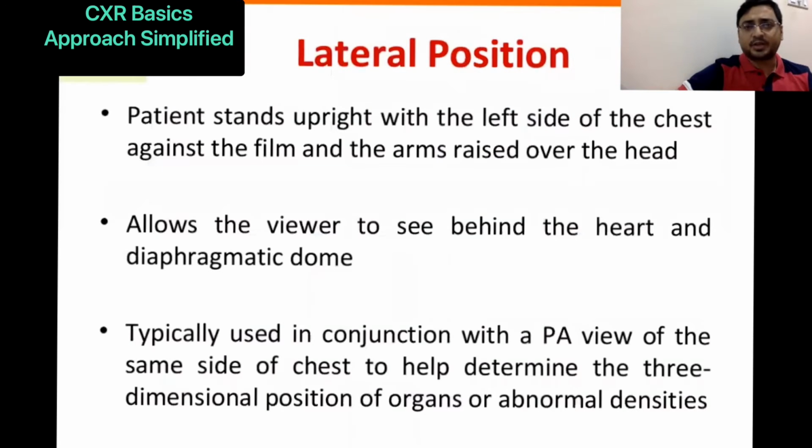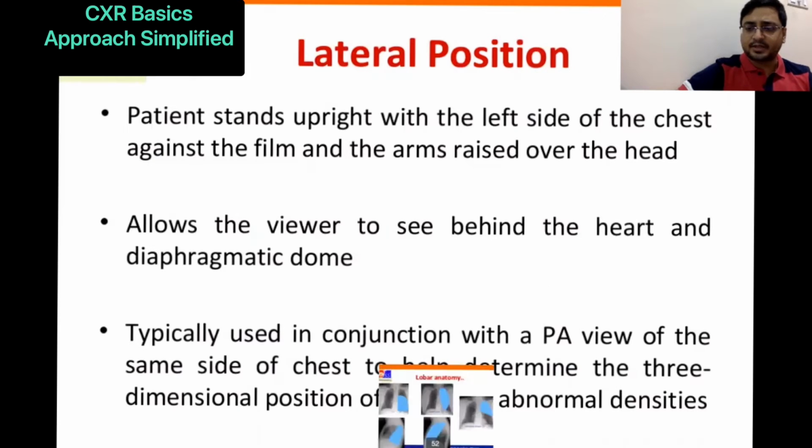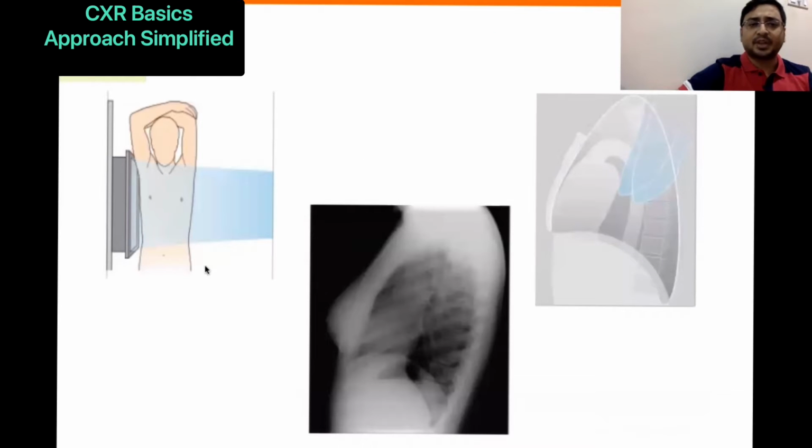Now coming to lateral position, the patient stands upright with the left side of the chest against the film and the arms raised over the head. It allows the viewer to see behind the heart and the diaphragmatic dome, typically used in conjunction with a PA view of the same side of the chest to help determine the three-dimensional position of organs as abnormal densities. And this is how it is done in the lateral position.